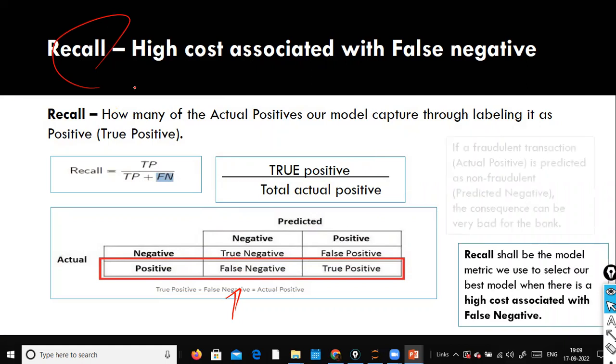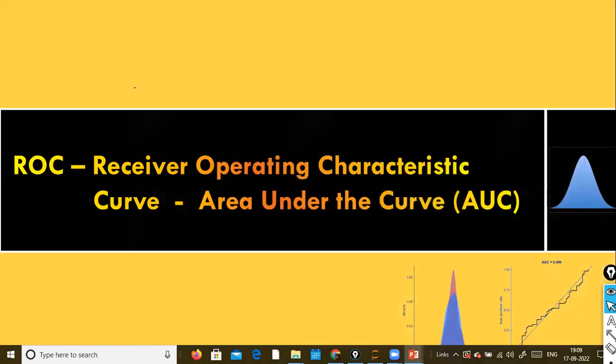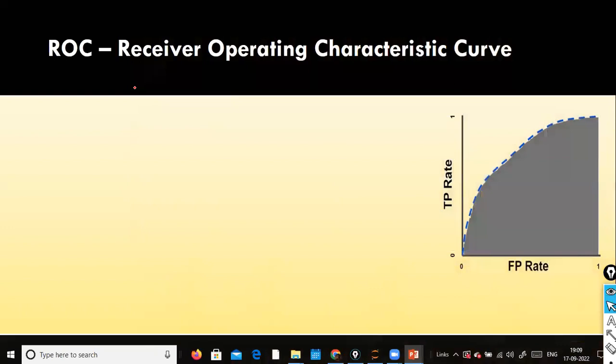The next one is the ROC curve, receiver operating characteristic curve, and the area under the curve. It is a graph showing the performance of a classification model at different thresholds. Don't worry about the threshold and all, I'll explain right after this, because if I keep talking theoretically, we will not be able to move on. First of all, we need to look at how to implement the logistic regression model. We will be doing it shortly.